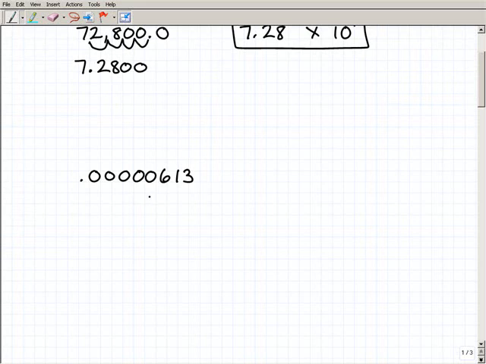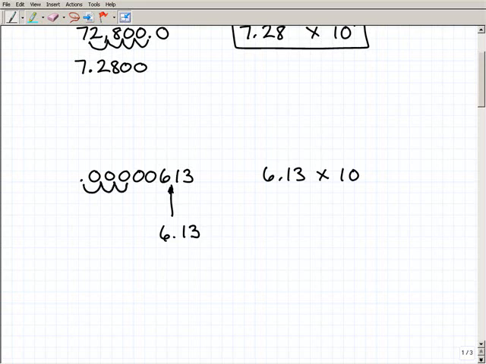So let's ask ourselves the same question. Where do I have to move the decimal point to form a number between 1 and 10? Well, that number is going to be 6.13. It's going to be right here, 6.13. So we need to put that decimal point right there. That will form the number 6.13. So 6.13 times 10 to the what power? Well, we had to move the decimal point 1, 2, 3, 4, 5, 6 spaces.